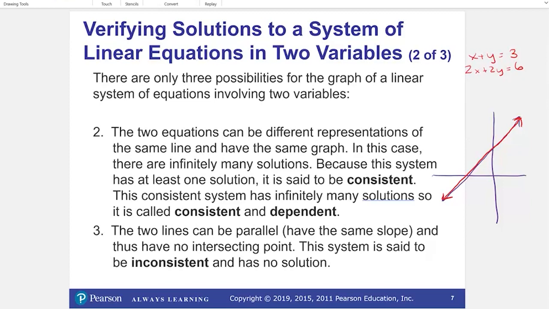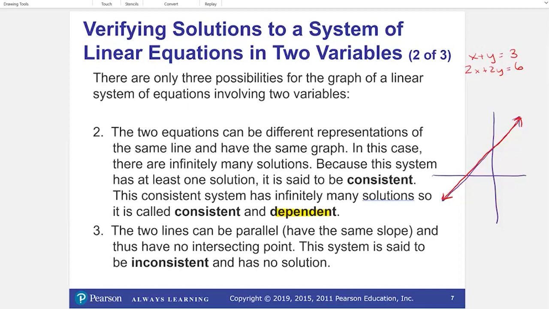So they would have a solution. It would be consistent, but they're dependent, right? Because they're the same exact thing. So it's consistent but dependent because they're the exact same line. Okay, they depend on each other.